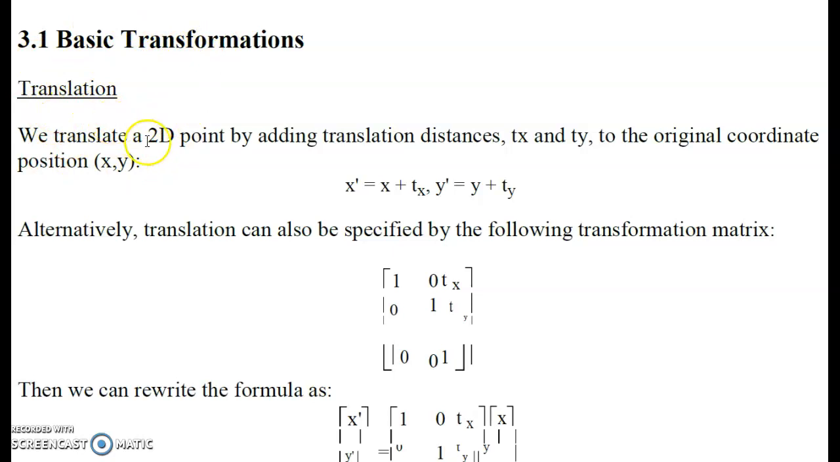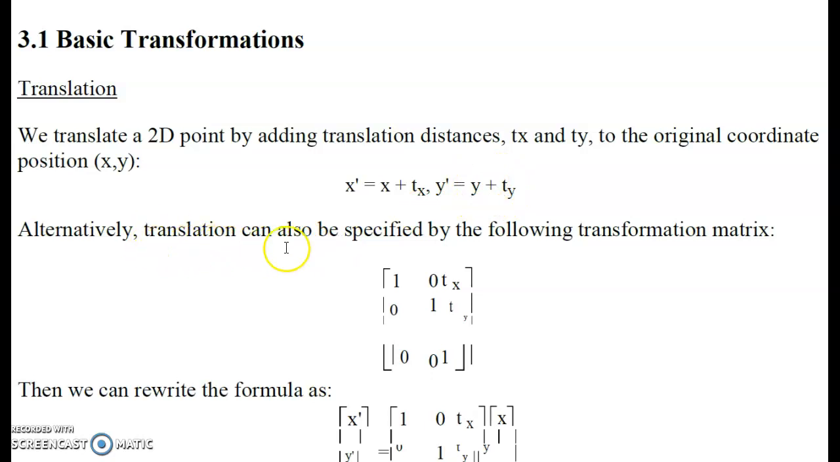Translation is to move the 2D point by adding a translation distance tx and ty to its original coordinate position x and y. So now if you take a point, let that point be specified by its x and y coordinates. When we translate it, let the new coordinates be x dash and y dash. So now the new coordinate of x will be the old coordinate plus the translation distance tx, and the new coordinate of y will be the old coordinate of y plus the translation distance ty.